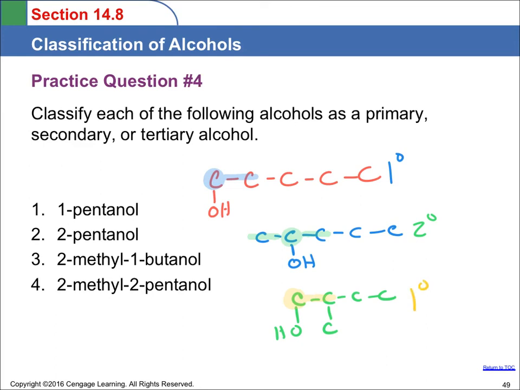In this last example, 2-methyl-2-pentanol, we've got our 5 carbons. Methyl on carbon 2, alcohol also on carbon 2. So now if I look at the carbon that the OH is attached to, it's attached to 3 other carbons. So that makes this tertiary.